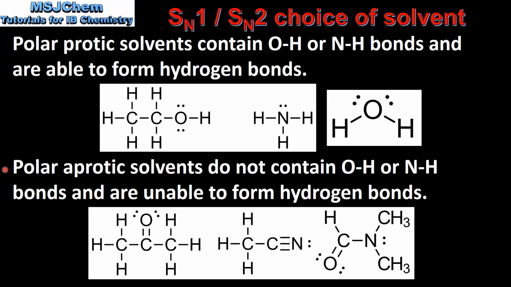Polar aprotic solvents do not contain oxygen to hydrogen or nitrogen to hydrogen bonds and are unable to form hydrogen bonds. Here we have some examples of polar aprotic solvents. On the left we have propanone, in the middle we have ethane nitrile, and on the right we have N,N-dimethylformamide. These molecules do not contain oxygen to hydrogen or nitrogen to hydrogen bonds and are therefore unable to participate in hydrogen bonding.